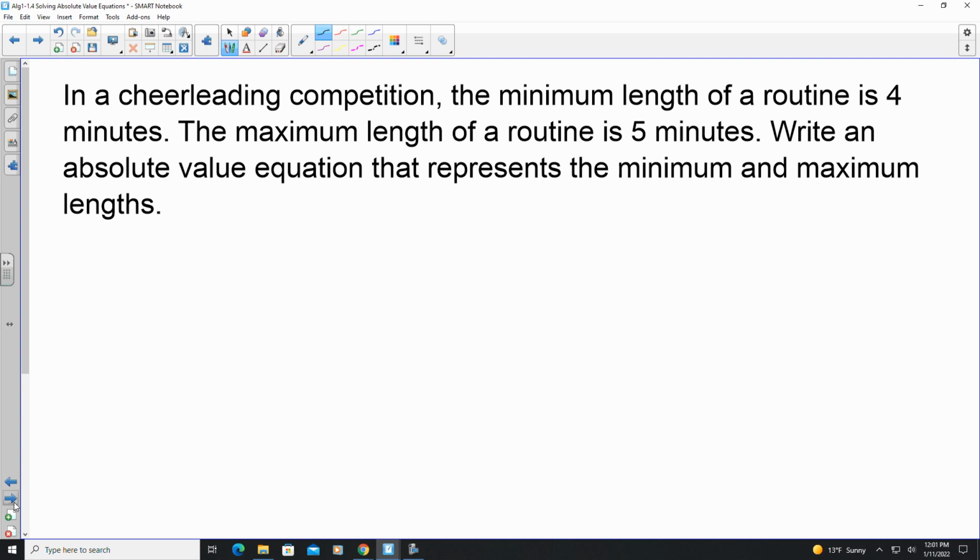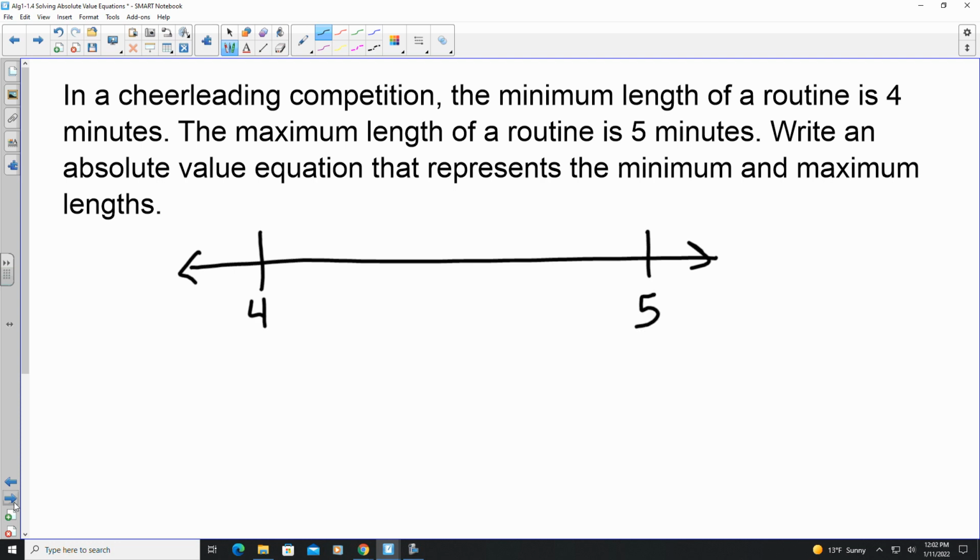an absolute value equation. So I'm going to show this on the number line. They said the minimum value was 4 minutes, the maximum value was 5 minutes. In order to look at it in an absolute value sense, let's look at the middle between 4 and 5. Well, the middle would be 4.5. There is just as much distance from 4.5 to 5 as there is from 4 to 4.5. It's a distance of 0.5.